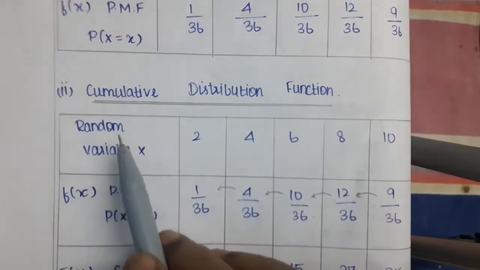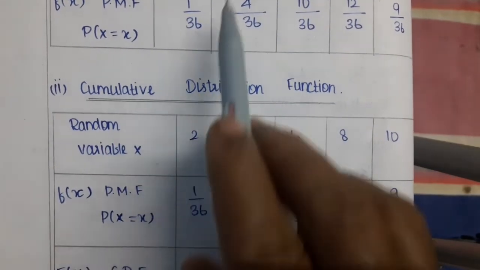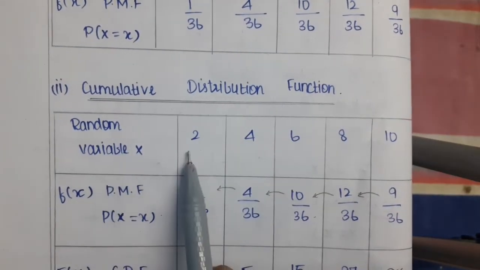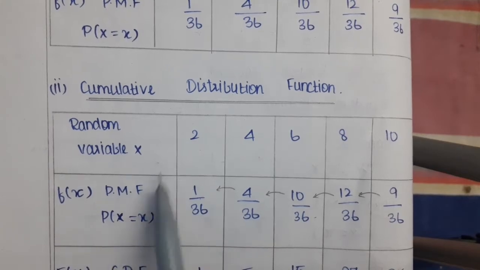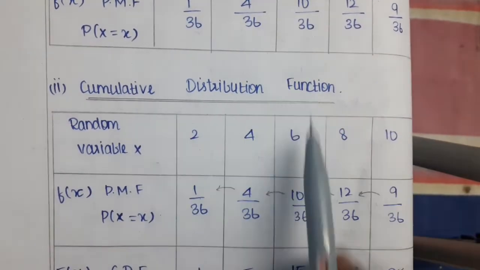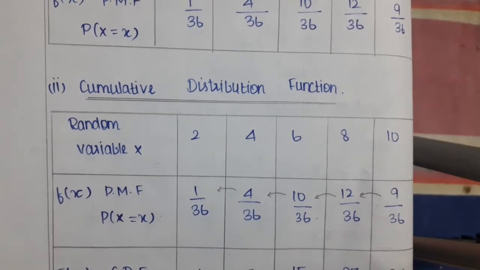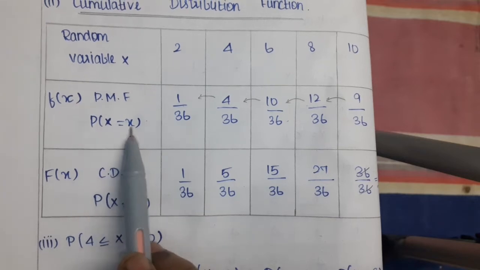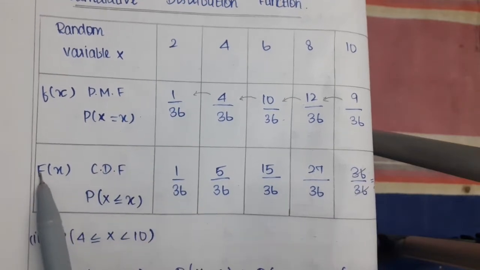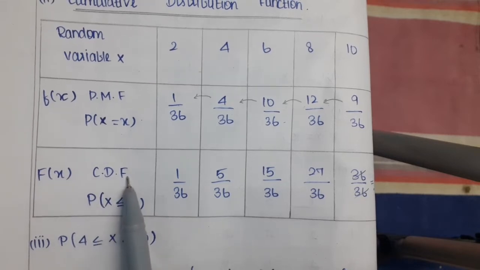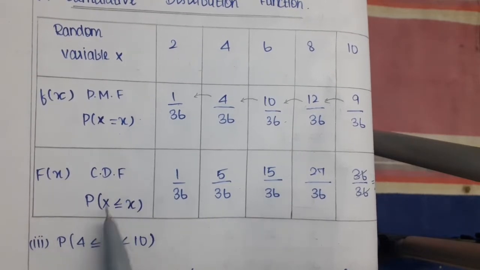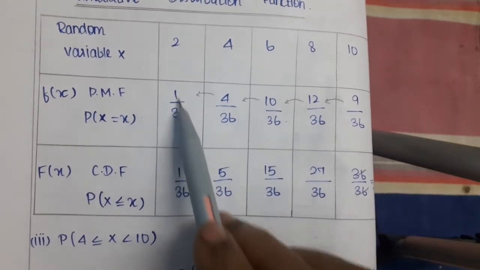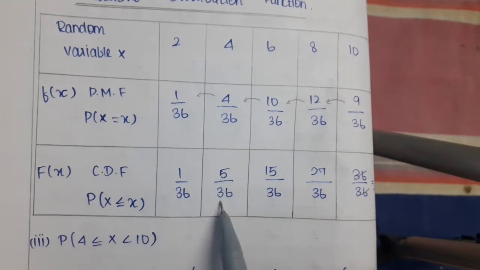Next, it is very easy to find the cumulative distribution function. Same thing, you write in the tabular column as it is for the probability mass function. So random variable X is 2, 4, 6, 8, 10. Probability mass function is 1 by 36, 4 by 36, 10 by 36, 12 by 36, 9 by 36. Small f of x is the probability mass function, that is probability of capital X equal to small x. Again, capital F of x is the cumulative distribution function, probability of X less than or equal to x. That is, we add. The first element we write as itself, 1 by 36. Here 4 plus 1 is 5 by 36.